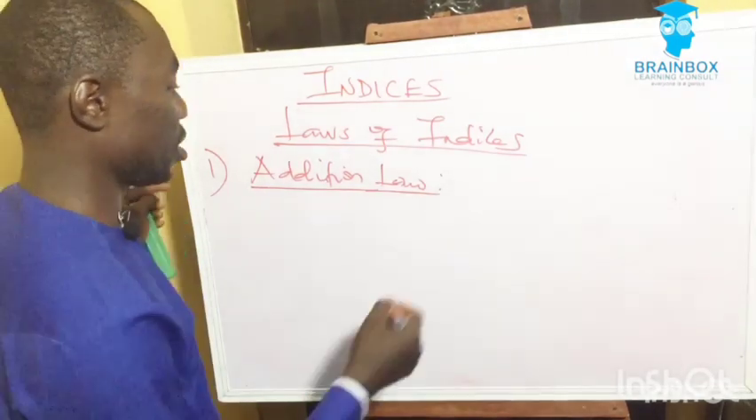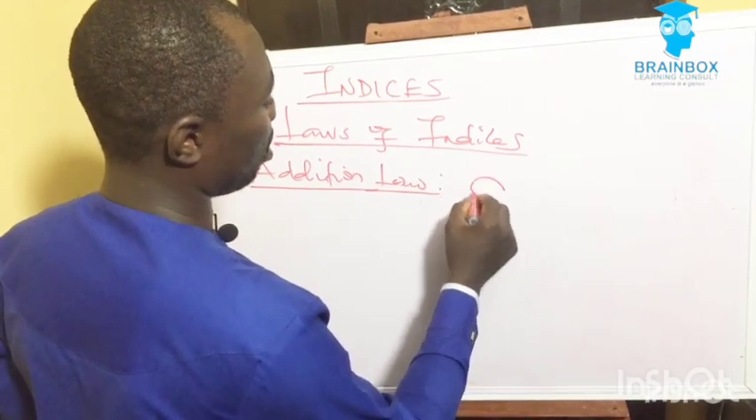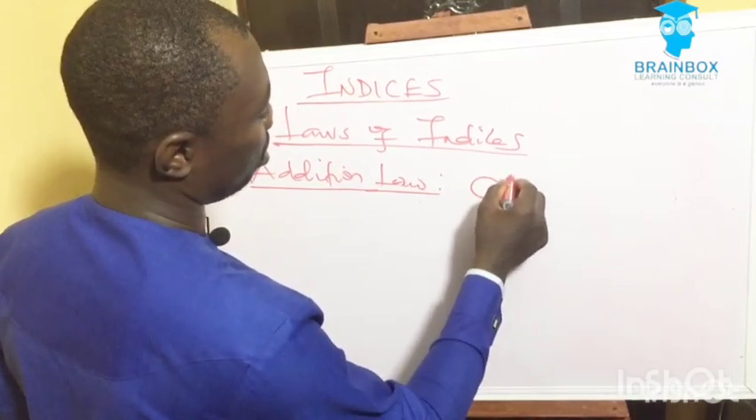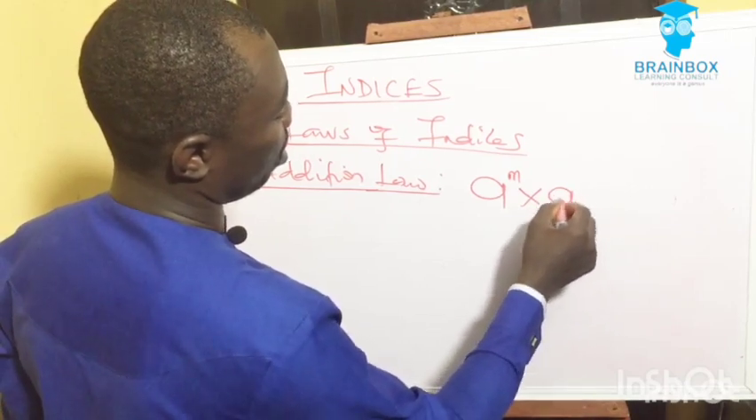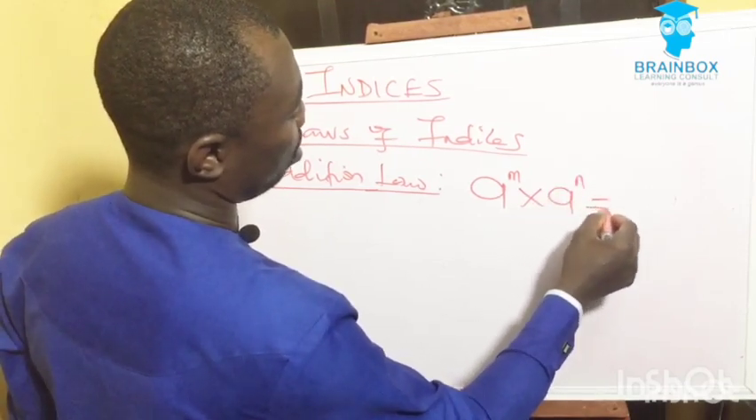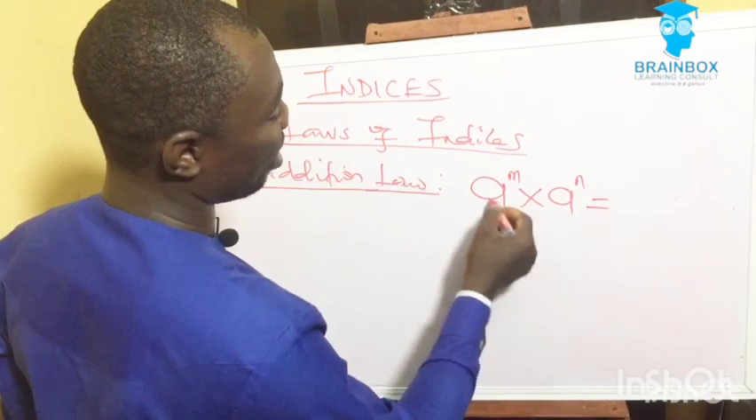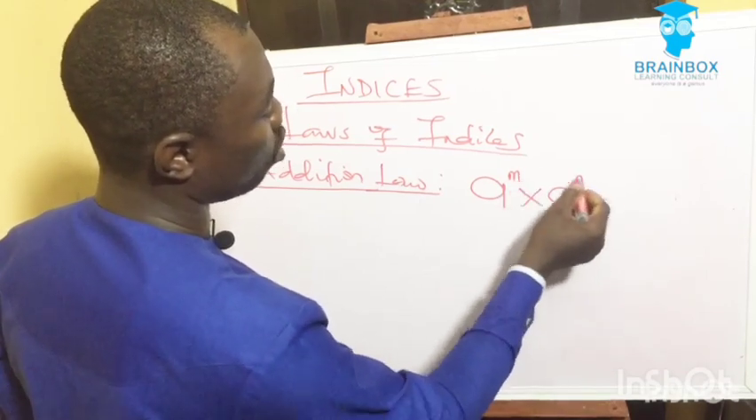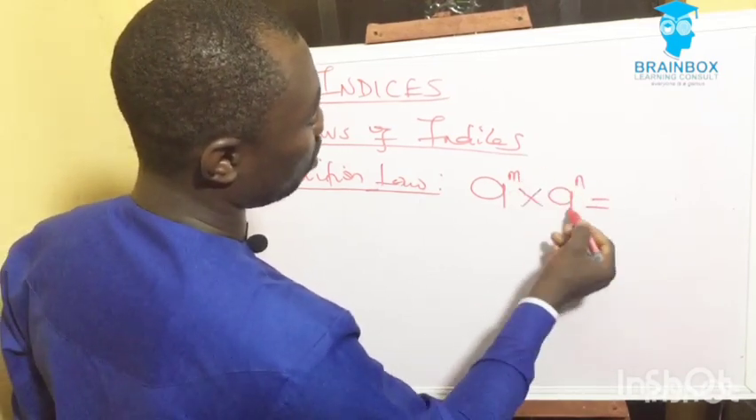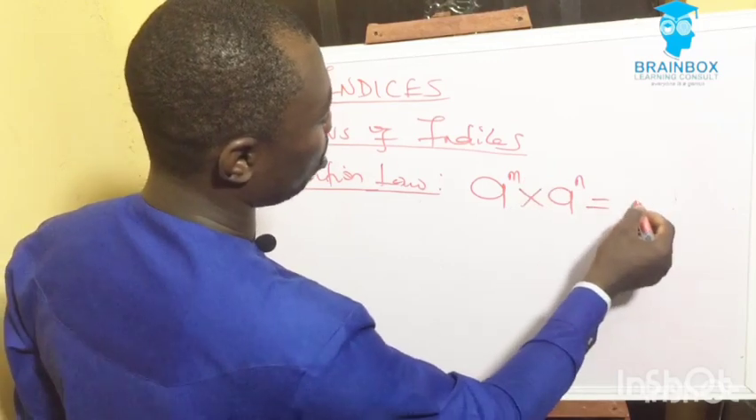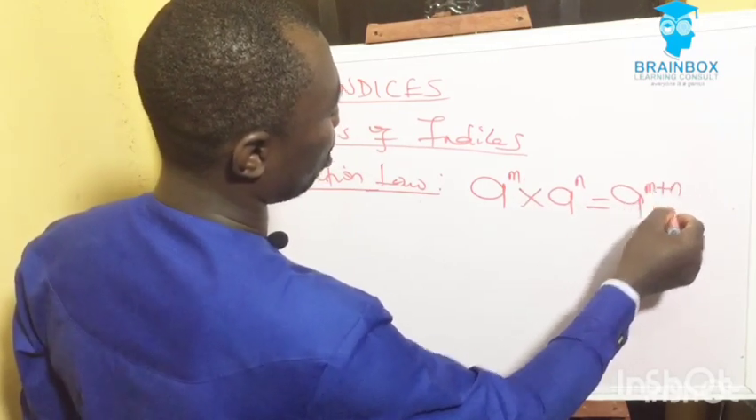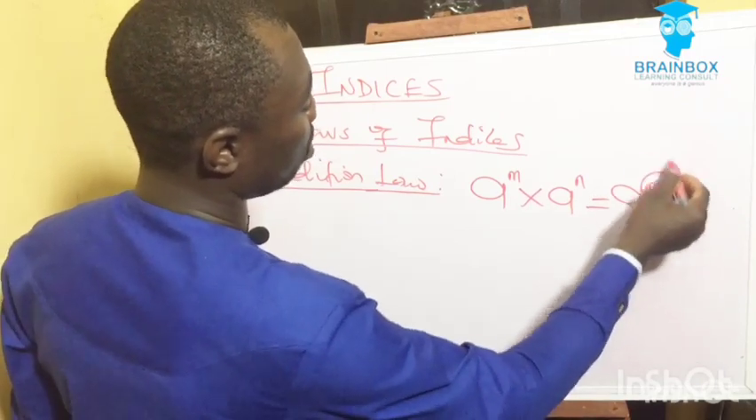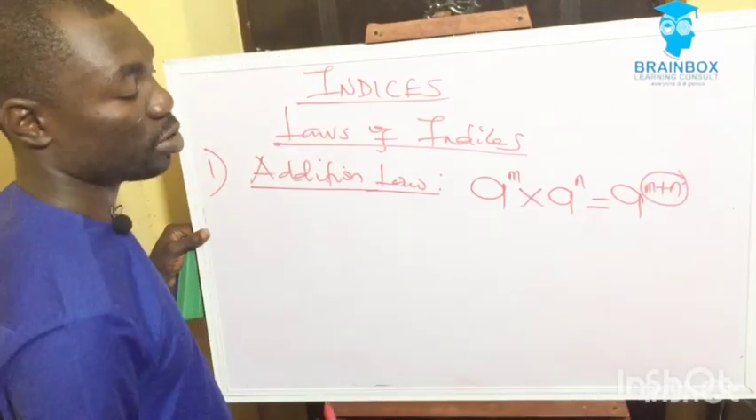For instance, let's take a raised to the power of m times a raised to the power of n. Because you are multiplying the same base, what you do is add the power. You just pick one of the base and you add the power. So that will be a raised to the power of m plus n. This becomes the addition law.